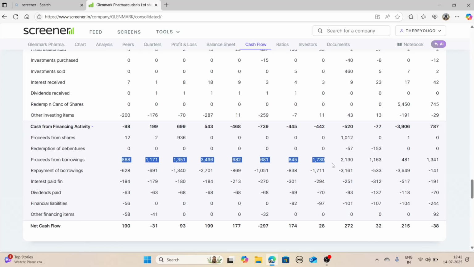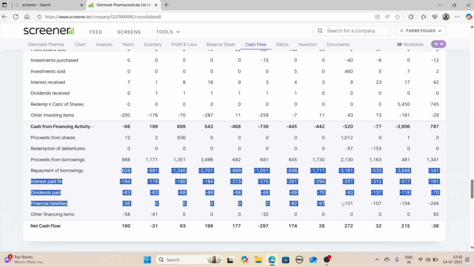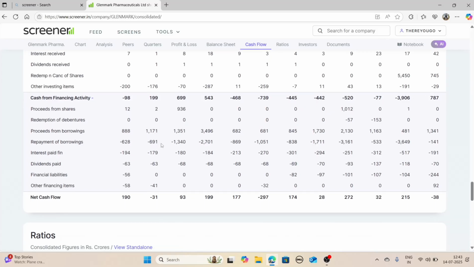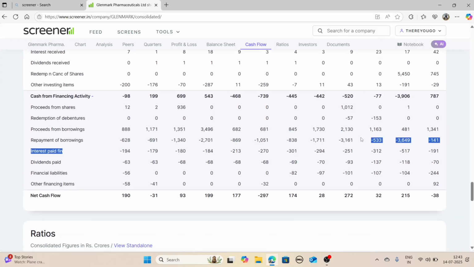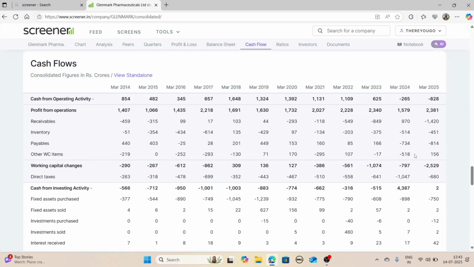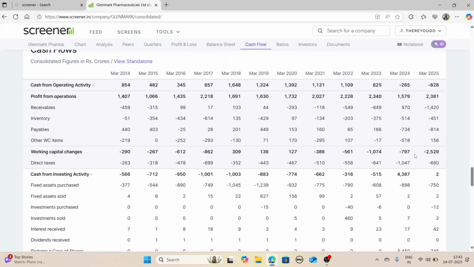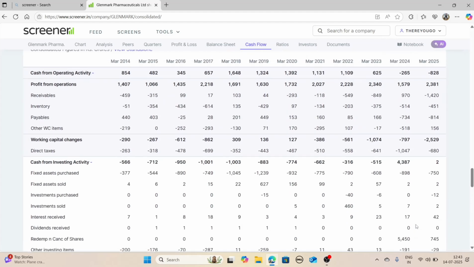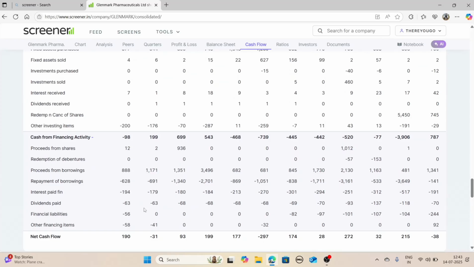Proceeds from borrowings, they have borrowed more and more funds recently. Repayment of the borrowings, they have borrowed the funds and they have paid also. Okay, interest paid. Looks like the interest burden has been increasing over the years till 2024, but after that in 2025 they have reduced it.